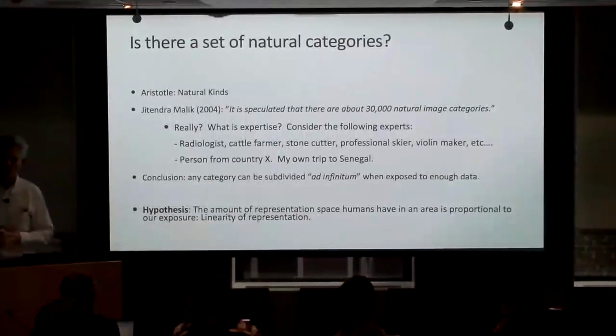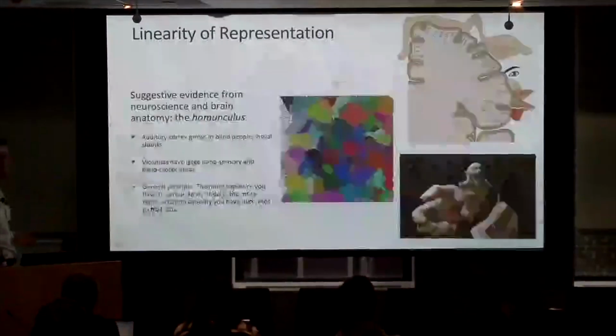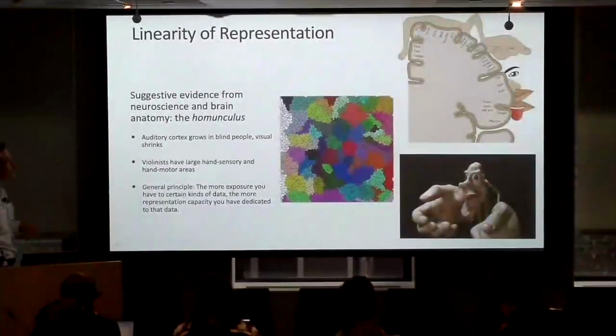So if you're an apple farmer and half the images you've ever seen are of apples, then half of your brain space is going to be dedicated to apples. And you're going to have a lot more ability to distinguish among them. So let's talk about the brain a little bit.